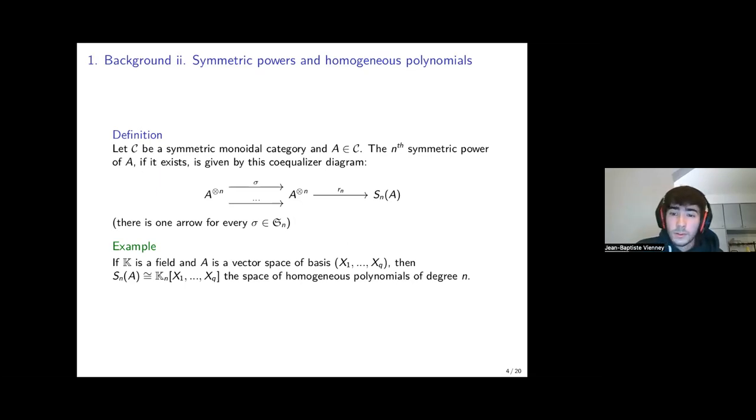The symmetric power can be interpreted as the space of homogeneous polynomials. In a simple example, if we take a vector space over a field, and a basis of A is x1 to xq, when we take the n-th symmetric power of A, it gives exactly the homogeneous polynomials of degree n in x1 to xq. Homogeneous of degree n means that all the terms of the polynomial are of degree n. So we will really use this interpretation of symmetric powers as spaces of homogeneous polynomials to give a different characterization.